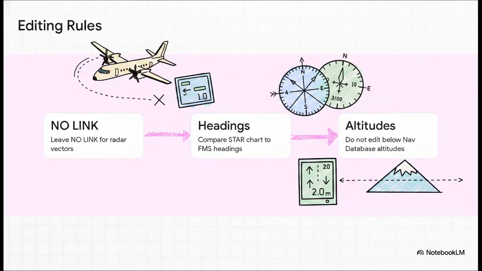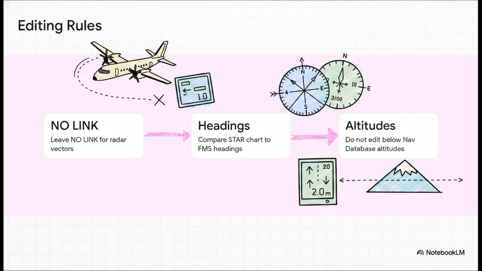That being said, there are some pretty strict rules for editing. First off, linking a STAR to an approach often generates a no-link message. Sometimes you actually want to leave that no-link right there in the flight plan, especially if it ensures a radar vector waypoint gets overflown and the last heading is maintained.